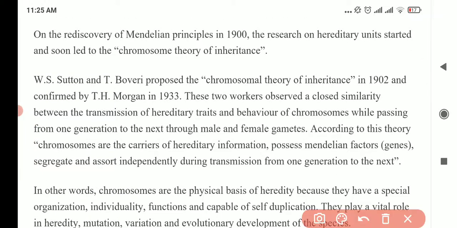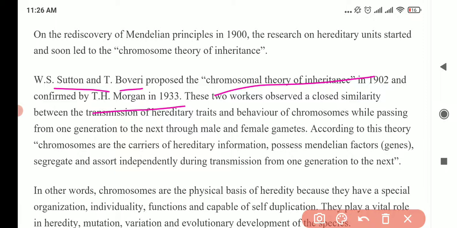Then who proposed this theory? It was Sutton and Boveri. They come for entrance exams. It's a very direct question, but who knows? They proposed this chromosomal theory of inheritance, and it was confirmed by T.H. Morgan. T.H. Morgan must be famous to you. He is the one who conducted those experiments on Drosophila flies.